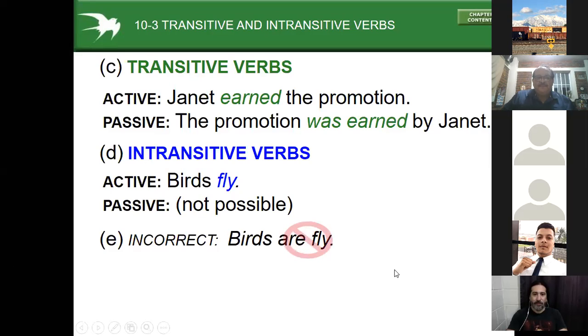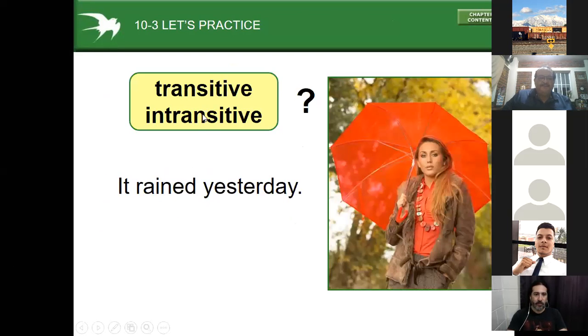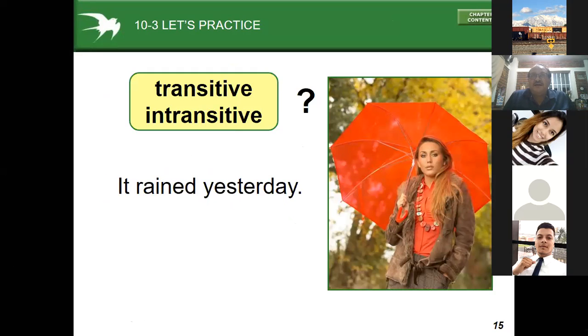Okay, good. Then you see here, birds are flown is not possible. Transitive verbs, passive is okay. You can use it. Intransitive verbs, not passive. Not possible. Now, is this verb transitive or intransitive? Try to change it to the passive voice in your mind and say transitive or intransitive.